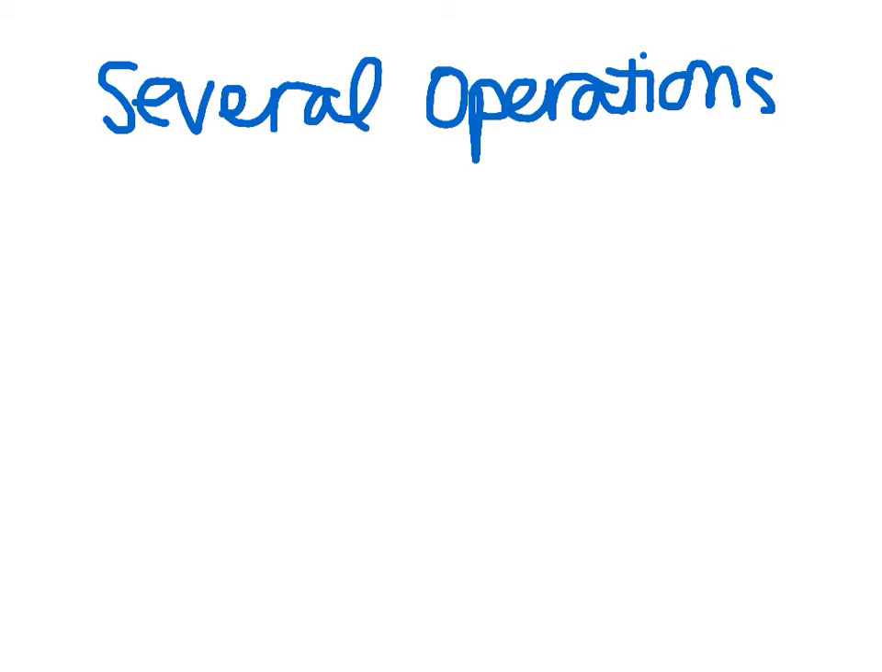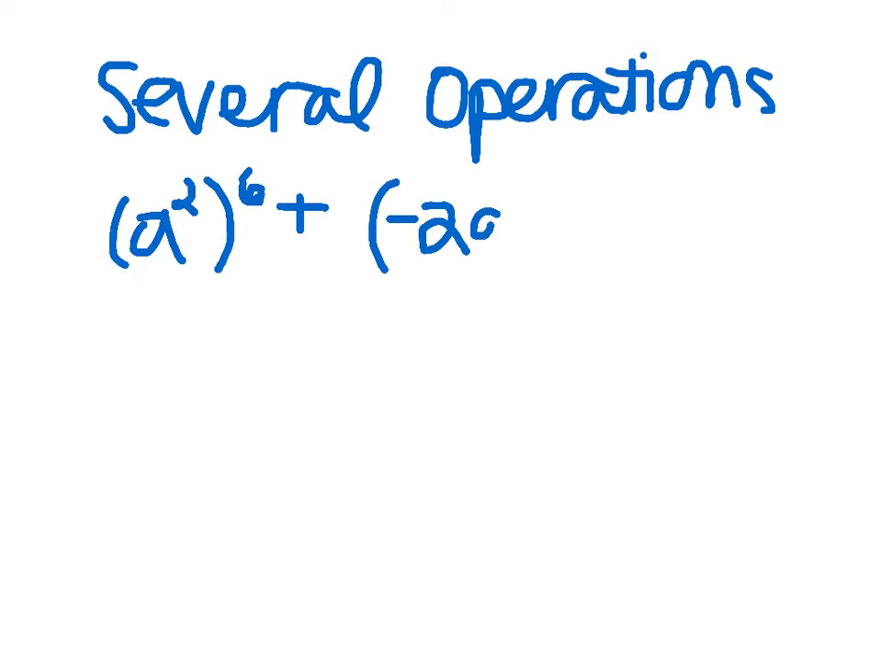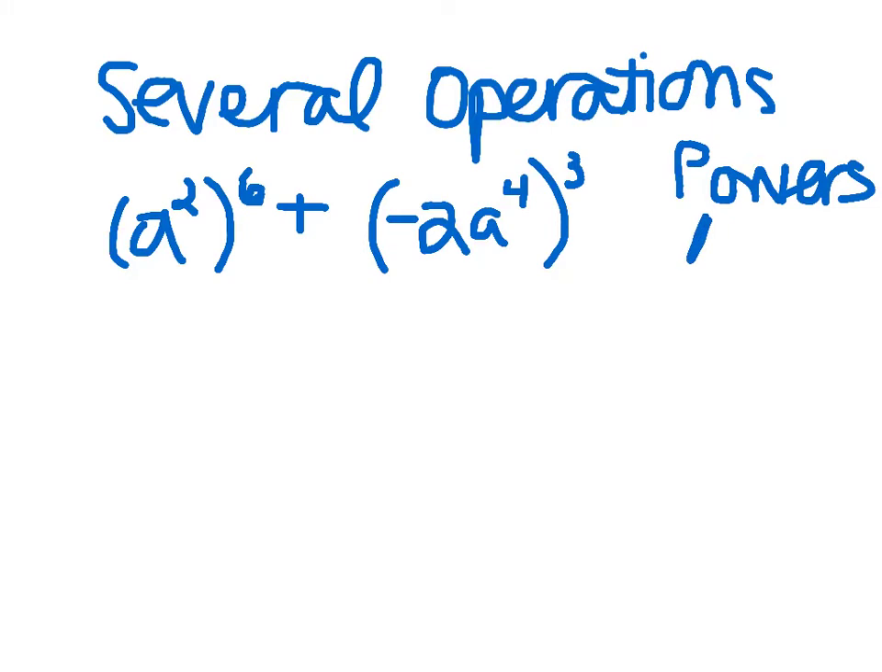Let's look at a squared to the 6th power plus negative 2a to the 4th to the 3rd power. So in this problem, we have powers and we have addition. So just like we have been doing in GREMDAS, we're going to attend to exponents first.